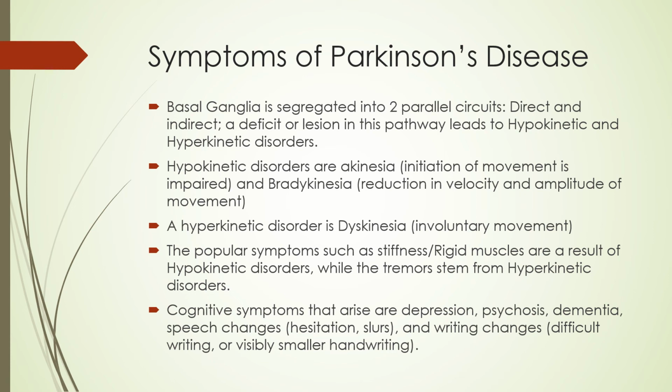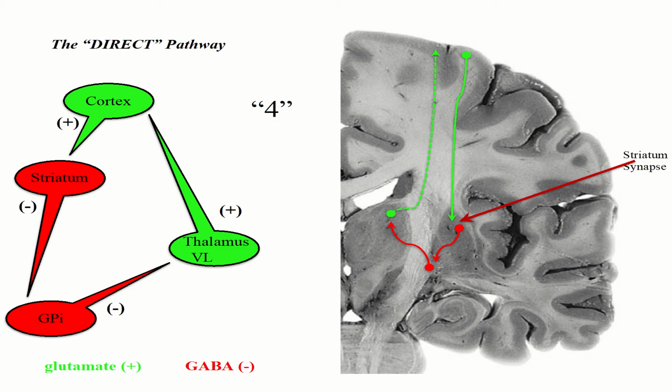And stiffness and rigidity would fall into hypokinetic disorders, because they are movements that are reduced that we want to control but are unable to. We also have cognitive symptoms that arise, such as depression, psychosis, dementia, and speech changes, such as hesitation and slurs. There are also writing changes, which are more difficult to diagnose, and this is difficulty writing or visibly smaller handwriting.